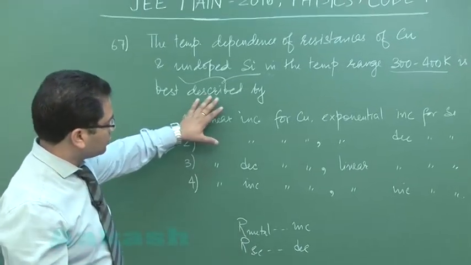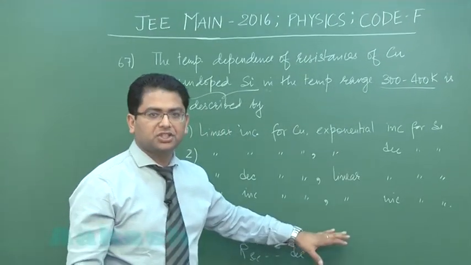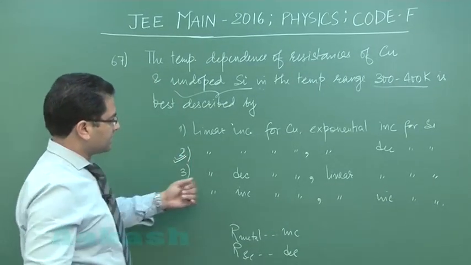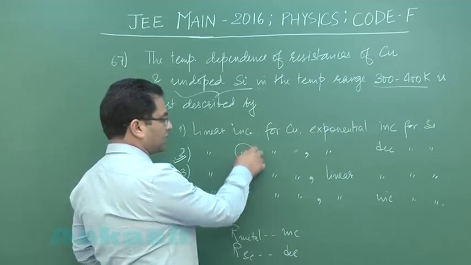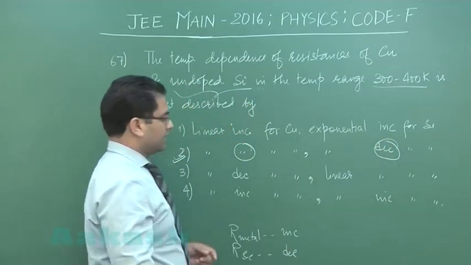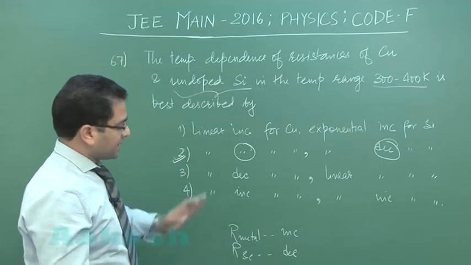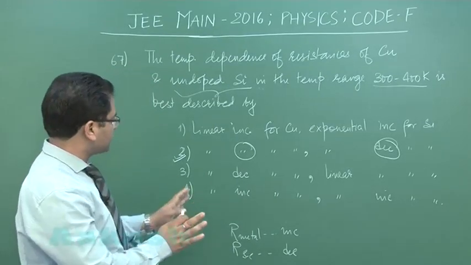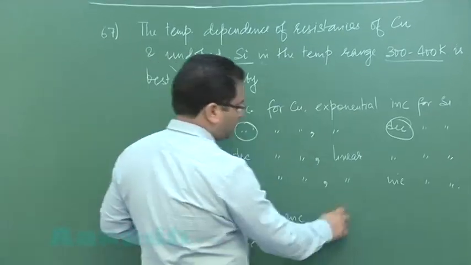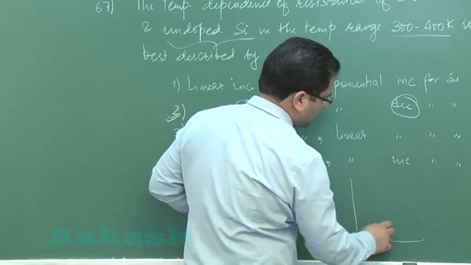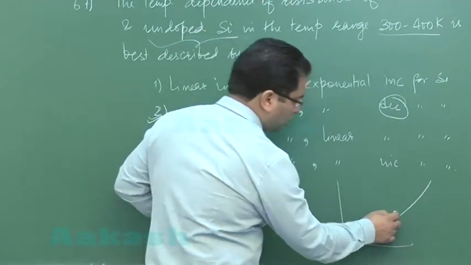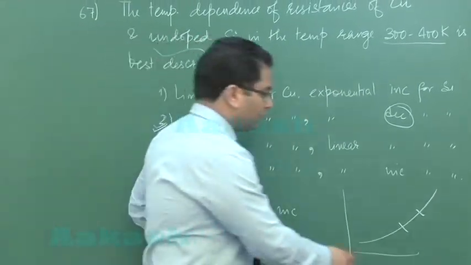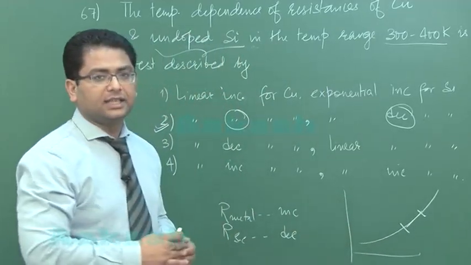So even if you do not see the linear part and the exponential part, there is only one option, which is option number 2, where the resistance is increasing. You just focus on the words increasing and decreasing. There is only one option which matches this. So a lifeline may have been given to you, but even so, let's try to see the variation part. For a metal, generally the variation goes in a curve, but for a small temperature range, and 300 to 400 Kelvin can be considered small, the variation is almost linear.